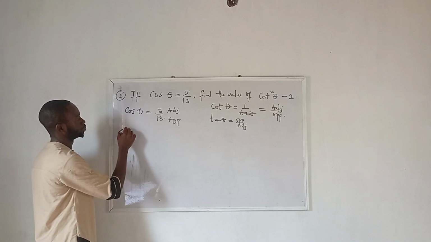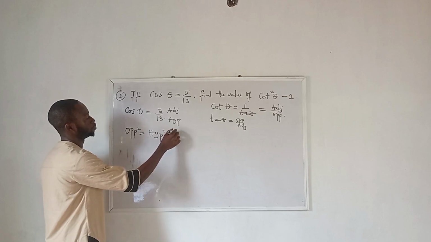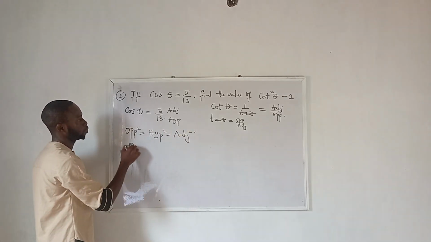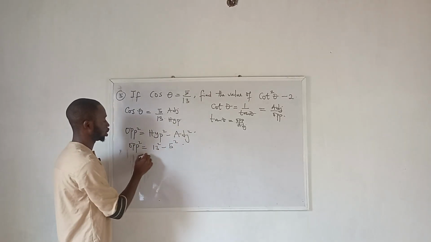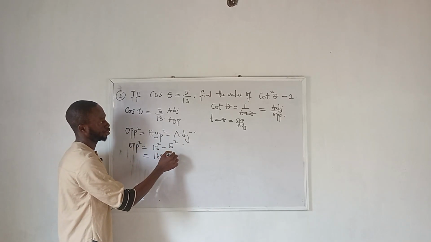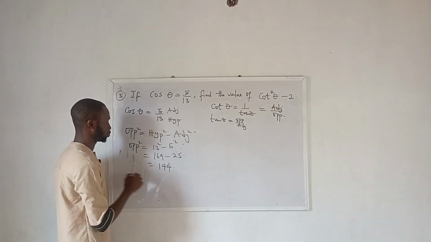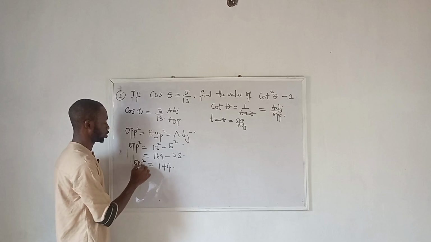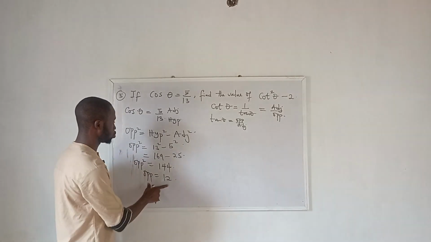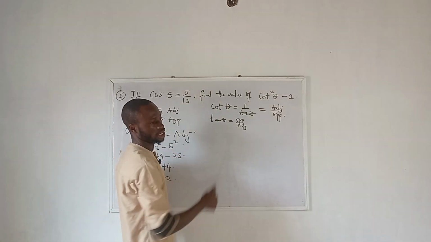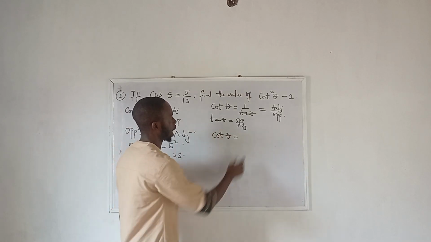We have opposite square equals hypotenuse square minus adjacent square. So opposite square should give us 13 square minus 5 square, that is 169 minus 25. If we subtract that, that should give us 144. So opposite equals 12 if we square root both sides. Since we know our opposite, we can find cot itself. Cot theta is adjacent over opposite.